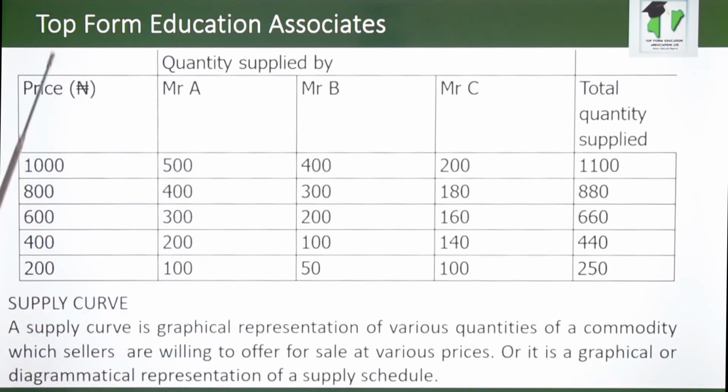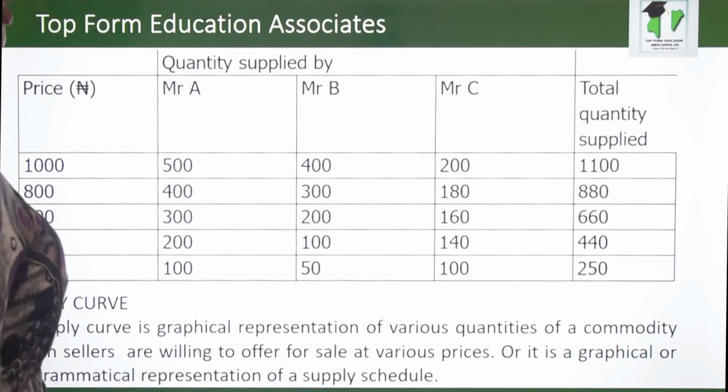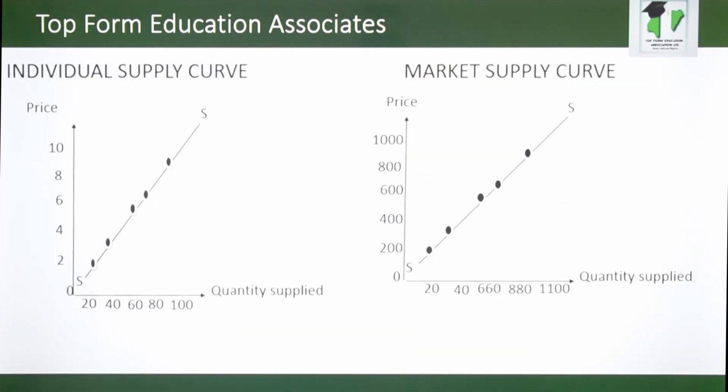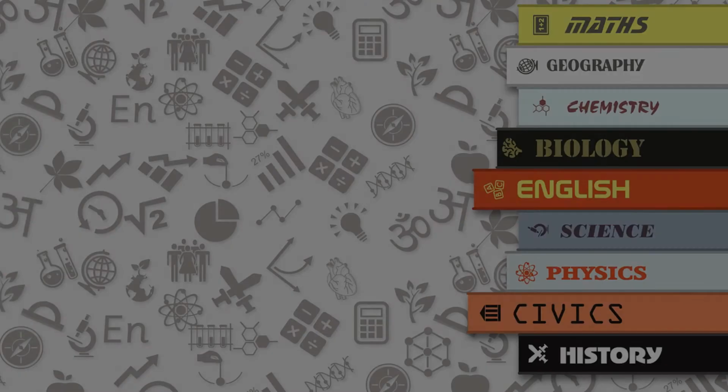Once you're drawing it, you use the price on the vertical axis. One thing you must note is that price is always on the vertical axis, while quantity, either quantity supplied or demanded, will be on the horizontal axis. So we can see from this diagram that the supply curve slopes upwards from the left to the right, meaning that the supply curve is positively sloped. Unlike the demand curve, which is negatively sloped, the supply curve is positively sloped, implying that as price increases, quantity supplied increases.